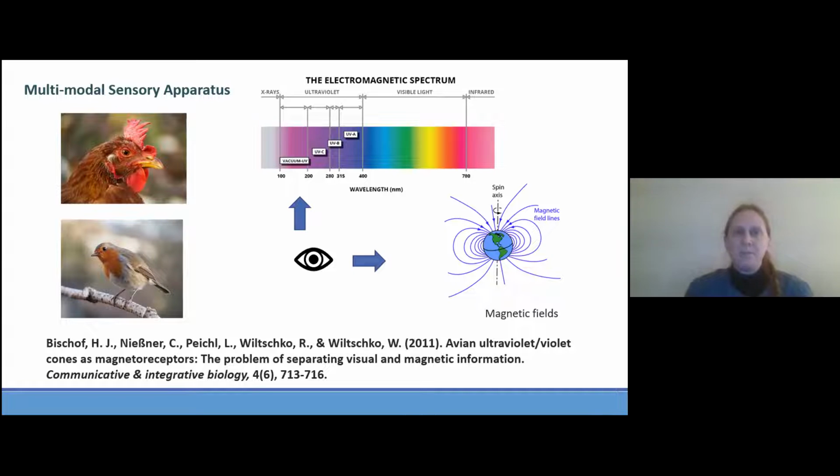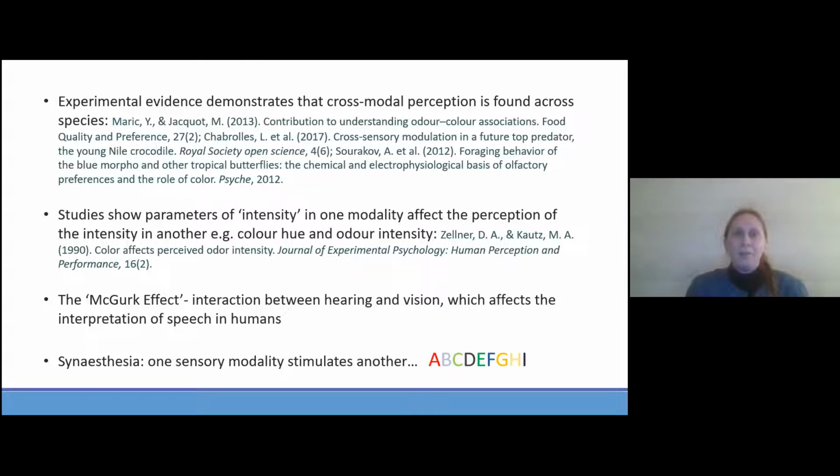So for example, in birds, and a lot of the studies are on chickens and robins, I don't know why, but there have been a few studies showing that the birds can actually see the Earth's magnetic field. And to do it, they use the cones that are involved in EM vision. And it's particularly the cones that they use to see the ultraviolet end of the spectrum, so very short wavelengths. There is experimental evidence to demonstrate that cross-modal perception is found across species.